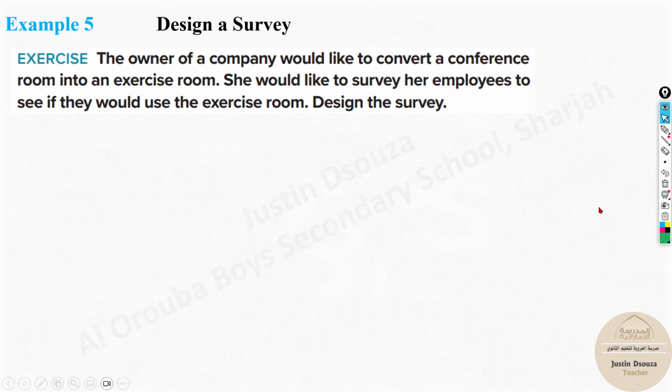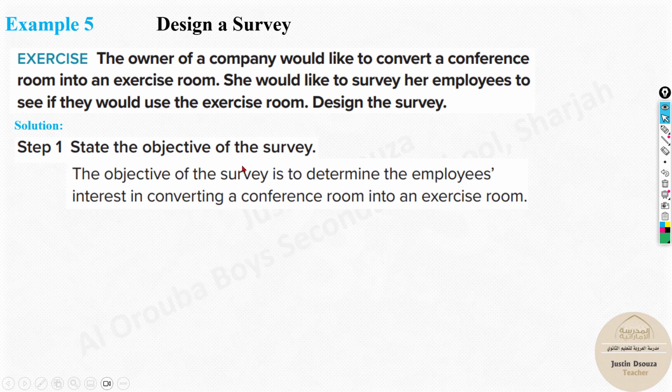The problem is the owner of a company would like to convert a conference room into an exercise room. She would like to survey employees to see if they would use the exercise room. Design a survey. So you have to do a survey, you need to design it by yourself. How would you do it? So say the objective of the survey.